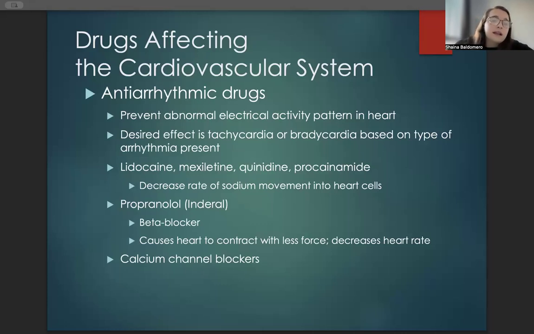So I could use medications like lidocaine, mexiletine, quinidine, procainamide. Those are all medications that help decrease the rate of sodium movement to the heart cells. So that can help slow down the heart rate. Propranolol or Inderal is a beta blocker. This will also cause the heart to contract with less force, which also decreases the heart rate.